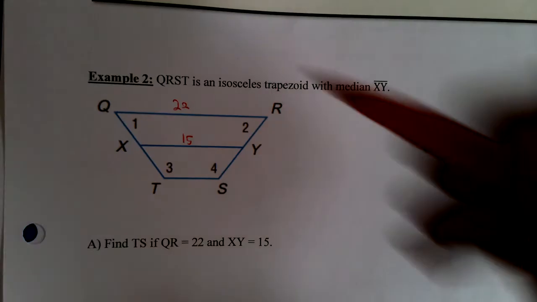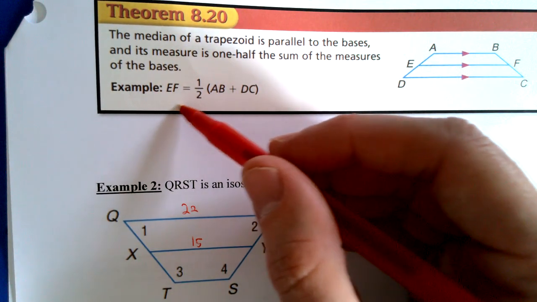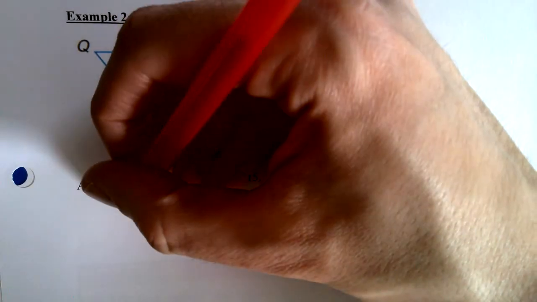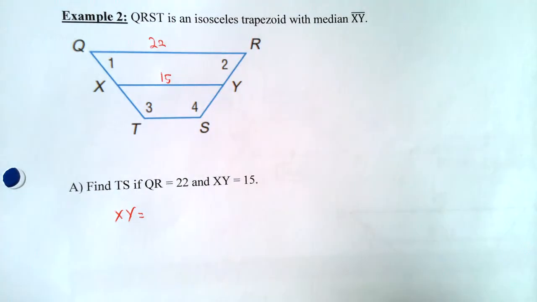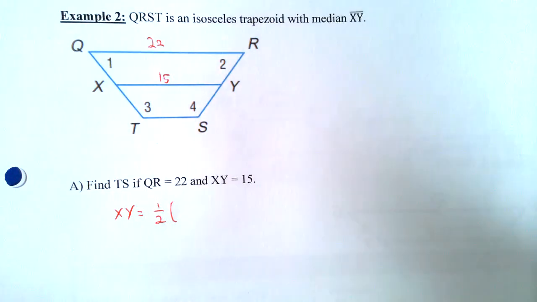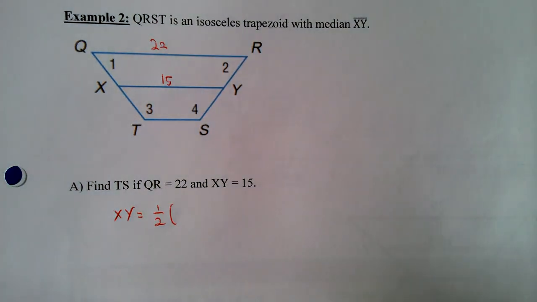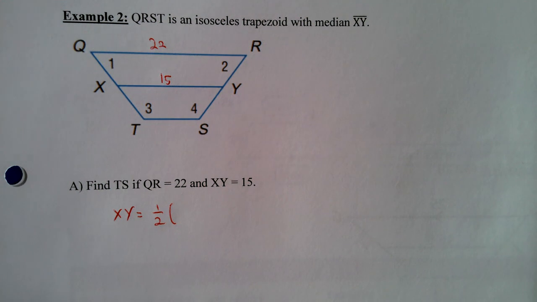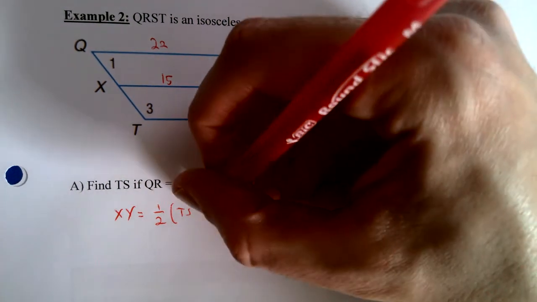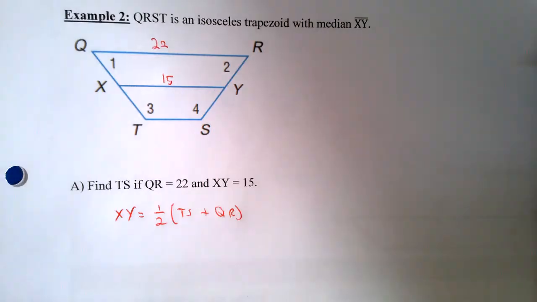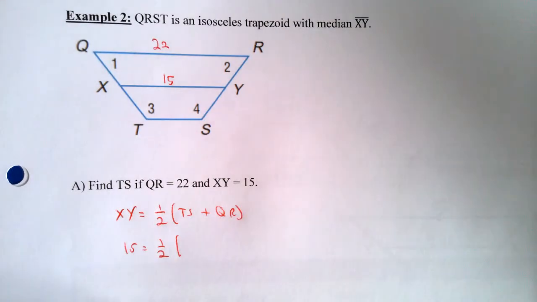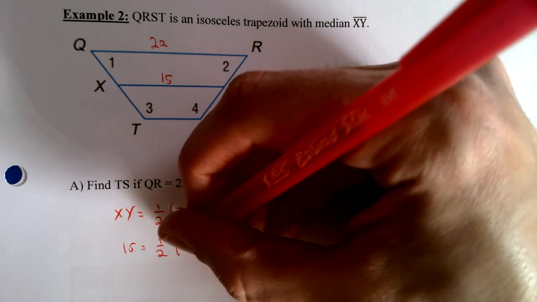So we're going to use this theorem above. For the median, which is in this case XY, equals 1/2 of TS plus QR. So 15 equals 1/2 of TS plus 22.